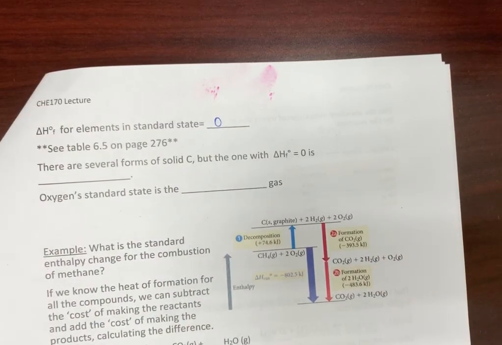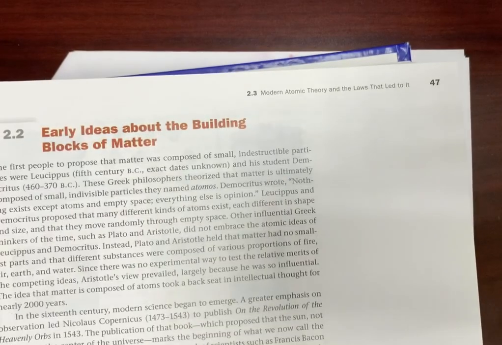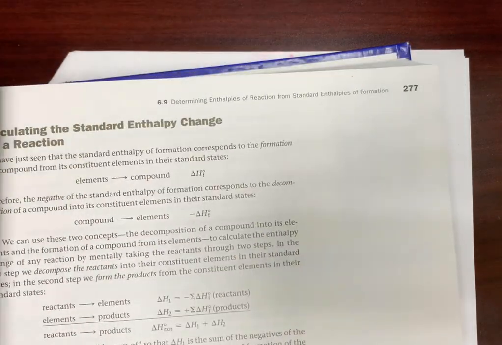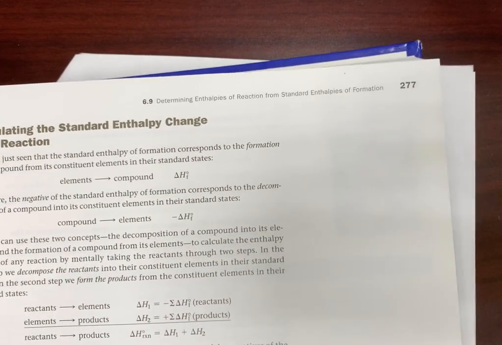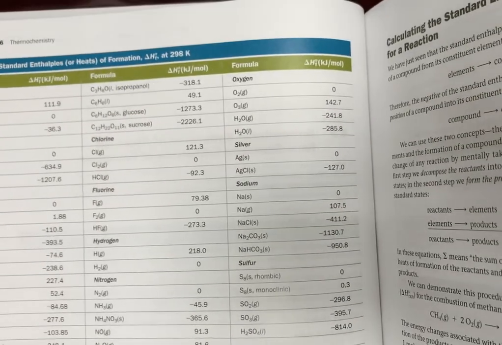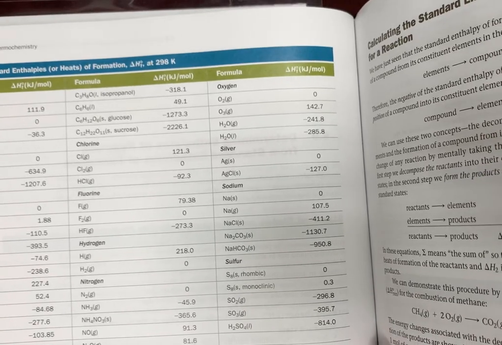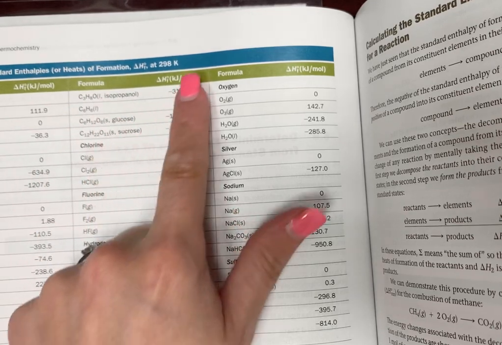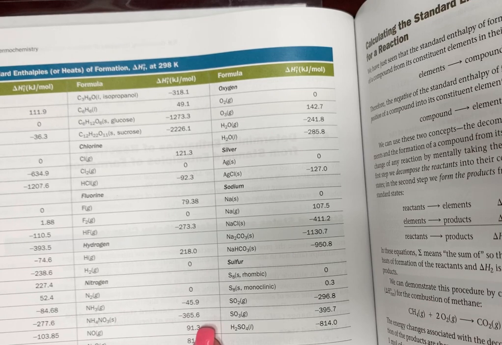Now, there's a short table in the book, and it's on page 276. So let me get this out real quick. 276. Of course, it's on the wrong side. Okay, so there is a table here. That's what it looks like. And you have to pay attention here because the units here are kilojoules per mole, but it gives you everything. This is a brief table.